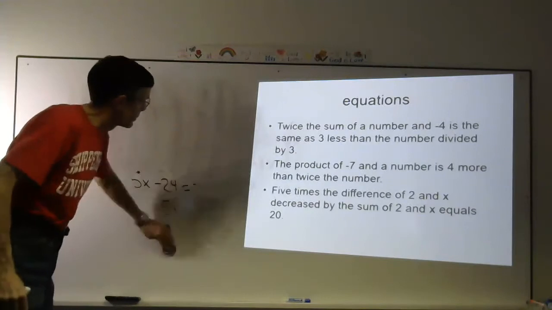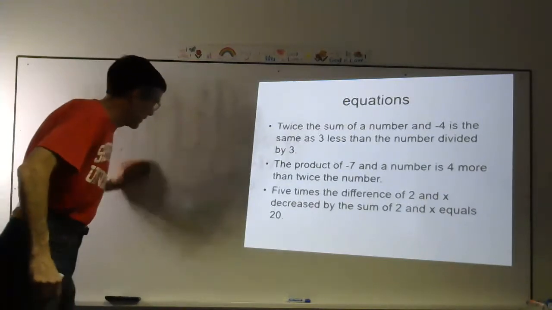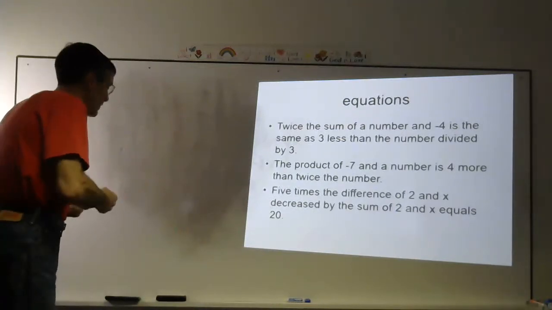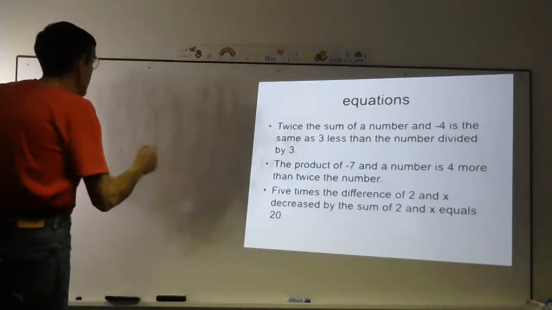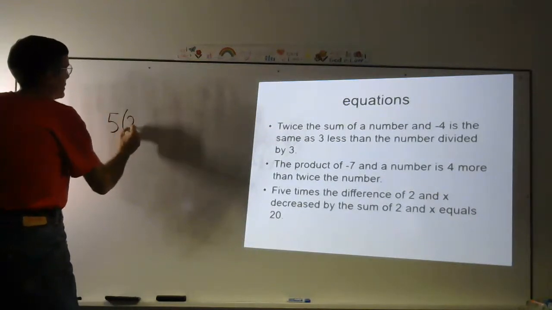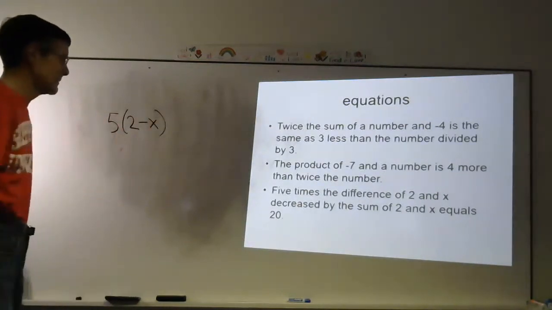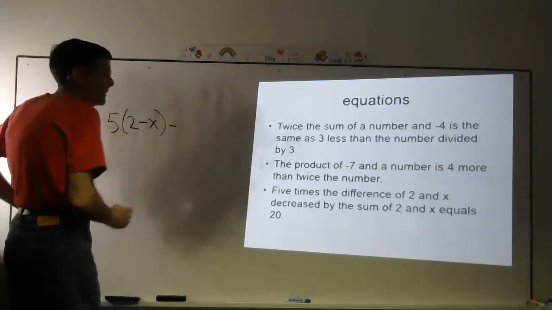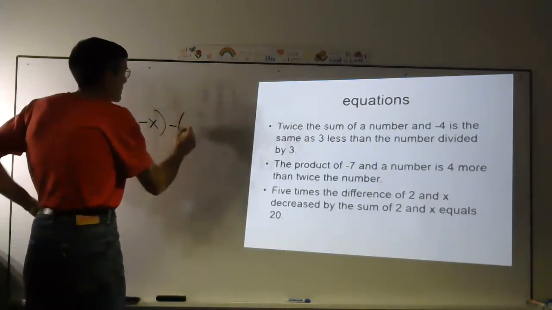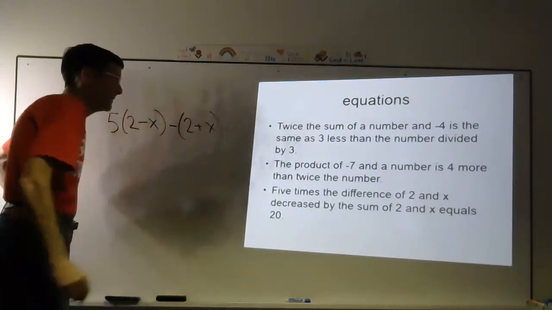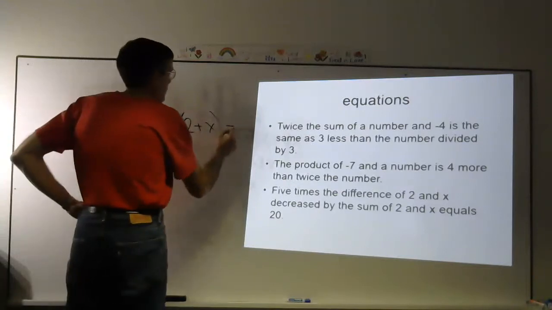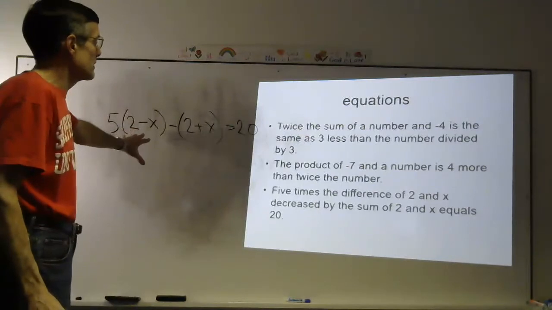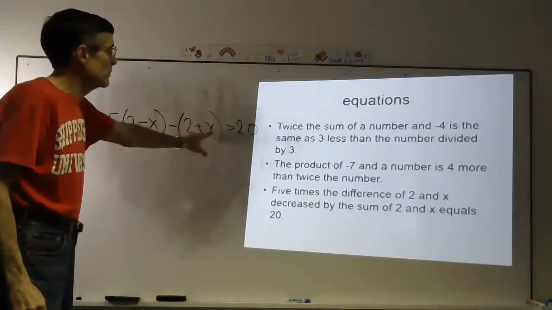These are supposed to be harder equations, but they're really not too tough. Let's do another one. How about this one? 5 times the difference of 2 and x. 5 times the difference, which means subtract, of 2 and x, decreased by the sum of 2 and x, like that, equals 20. Let's check it. 5 times the difference of 2 and x decreased by the sum of 2 and x equals 20.